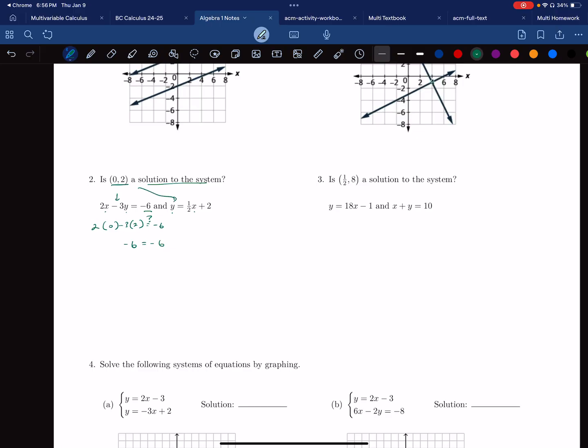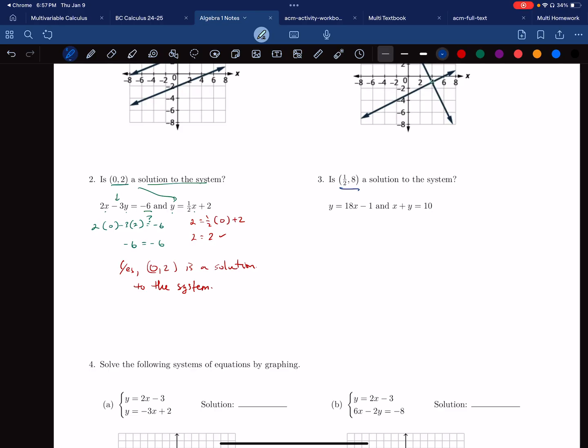Now we need to check this one over here. I'll do it in a different color. Does 2 equal 1/2 times 0 plus 2? 1/2 times 0 is in fact 0, so 2 is equal to 2. Yes, because it works for both of them, 0, 2 is a solution to the system.